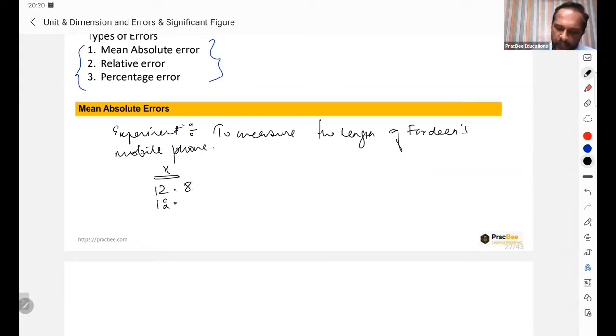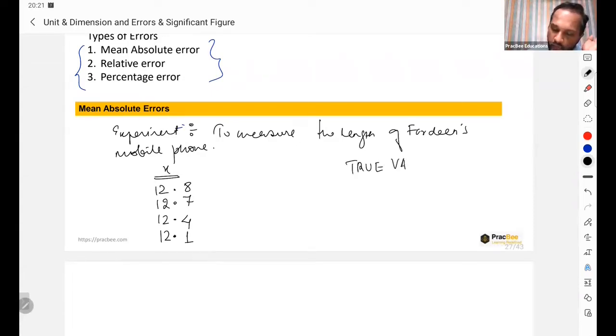Second time I measured it, I got 12.7. Again I measured it, I got 12.4. I was not feeling very nice. I was tired because of constant measuring, so I just took the scale and measured it like this. I got 12.4. Then again I measured it, I got 12.1. So these are the 4 measurements that you come up with. You say, I have measured my mobile phone 4 times and these are the readings. Okay, Fardeen?